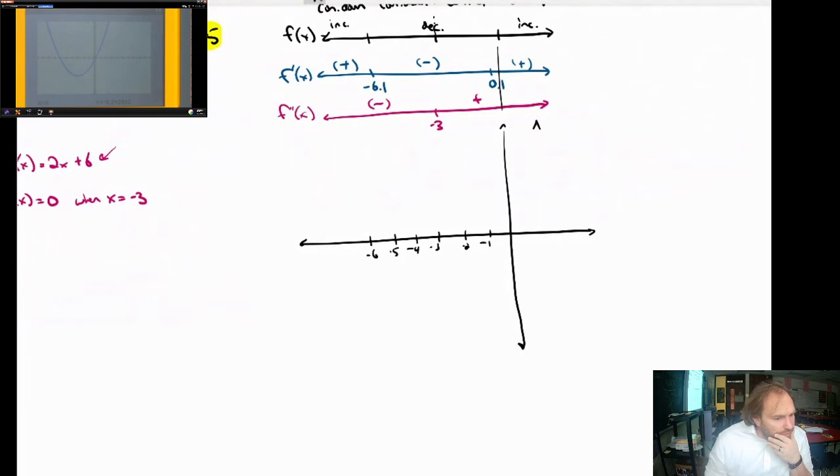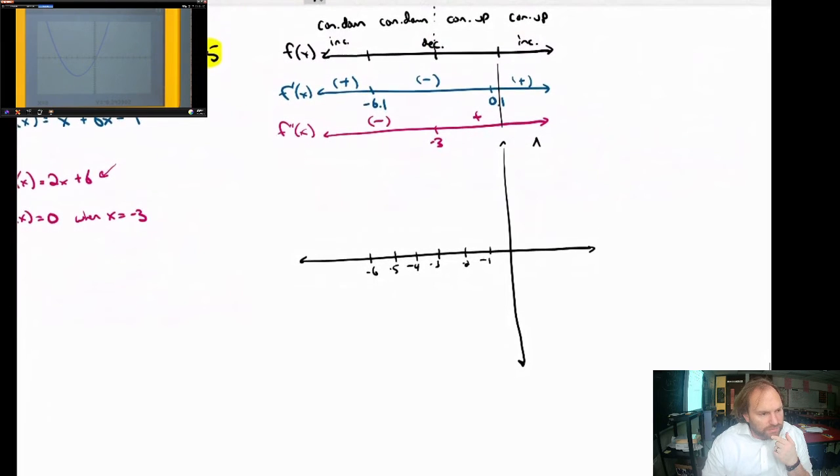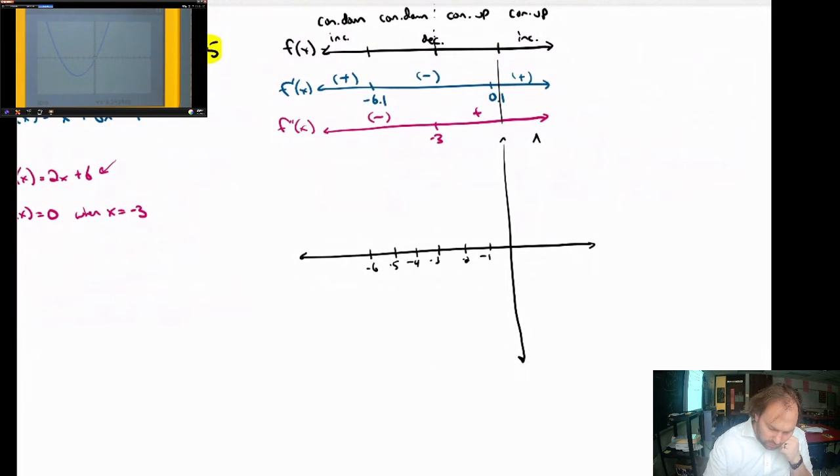Our original graph starts off increasing and concave down, and then goes to decreasing and concave down. When it switches from increasing to decreasing, it's going to have a maximum also. So our original graph is going to look like this. It's going to go increasing, and then at about that point, it's going to go decreasing and stay concave down.